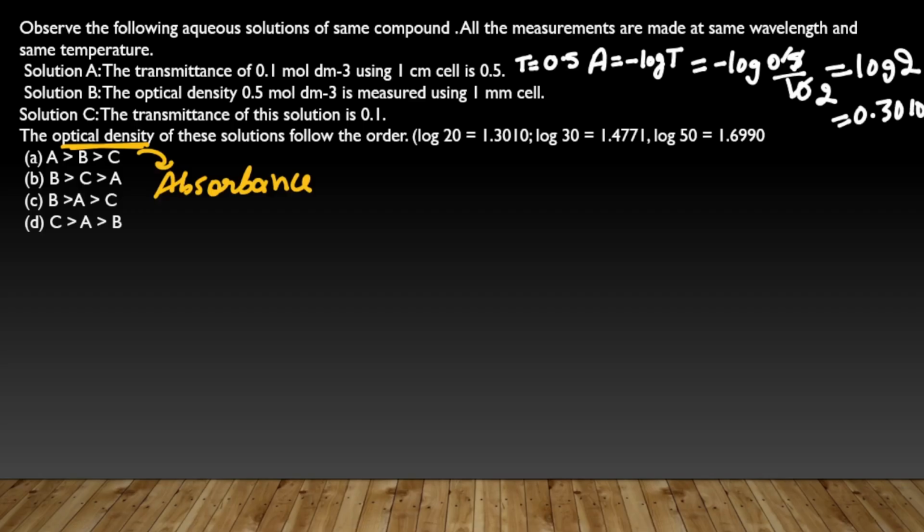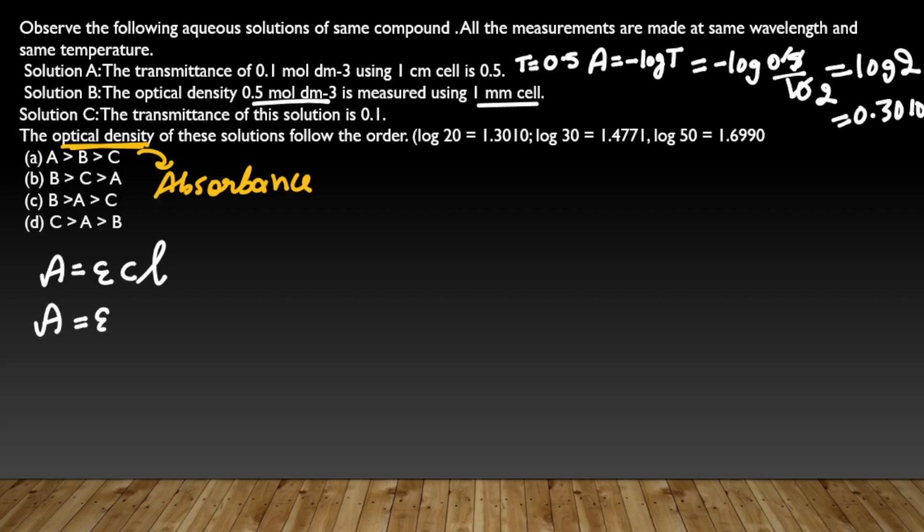So this is the absorbance value that we are going to get for solution A, right? Now the next solution: the optical density of a solution of this concentration is measured using a 1 mm cell. Okay, the optical density of this. So we know absorbance is equal to epsilon times c times the length.